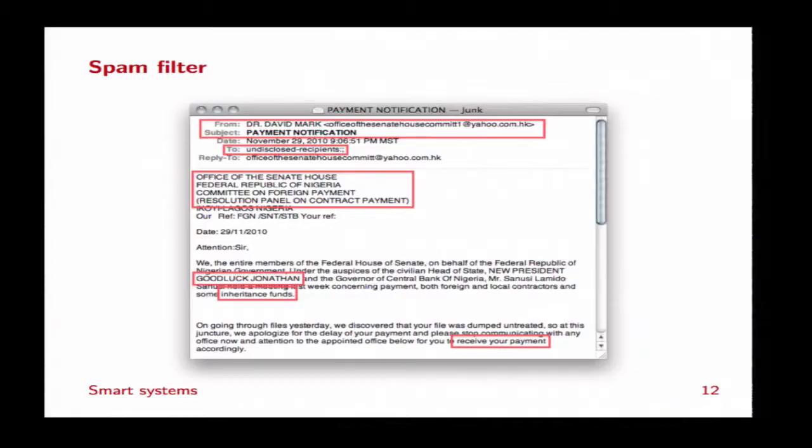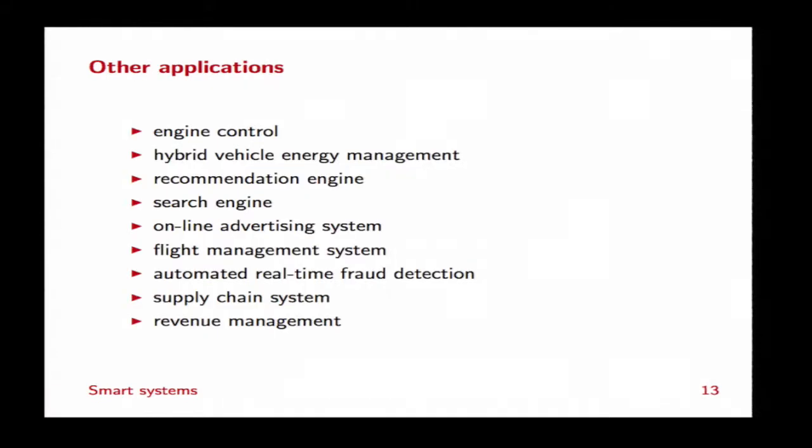This is kind of obvious. You might look at where it came from, and there would be things like inheritance funds and receive your payment. These would go into this list of the word counts and sets of word counts. Well, there are lots of other examples, and I'm just going to tell you a tiny bit about them and list a bunch.